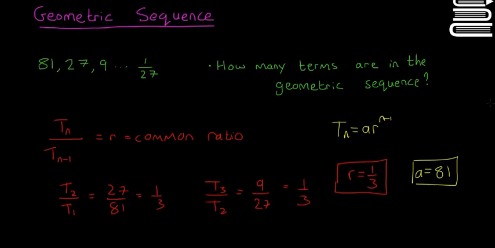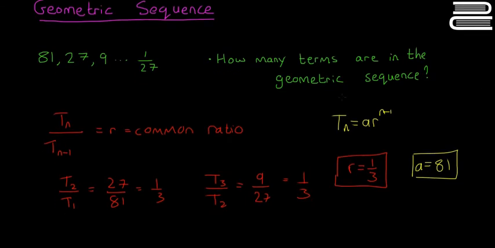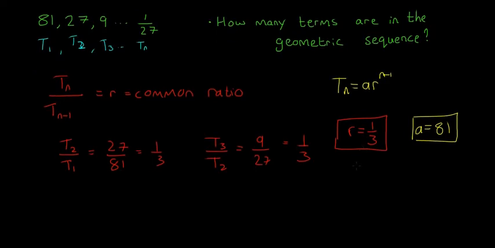So now we need to find out how many terms are in the sequence. Okay, so we know, for example, that this is t of 1, this is t of 2, this is t of 3, and this is, we're going to call this t of n, and we want to find out what n is, what number it is. So also remember, t of n is going to be 81 multiplied by 1 over 3 to the power of n minus 1. So that's a r to the power of n minus 1. So we're going to let this 81 multiplied by 1 over 3 to the power of n minus 1 equal 1 over 27, and we're going to solve it for n.